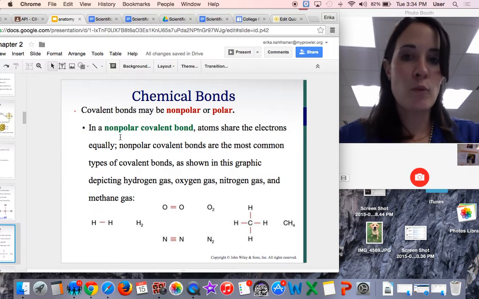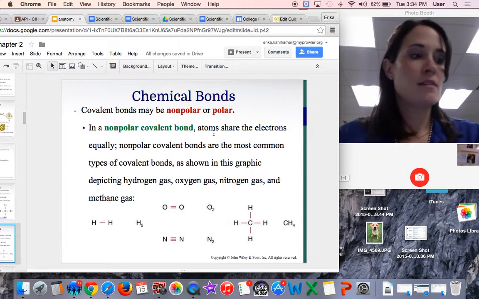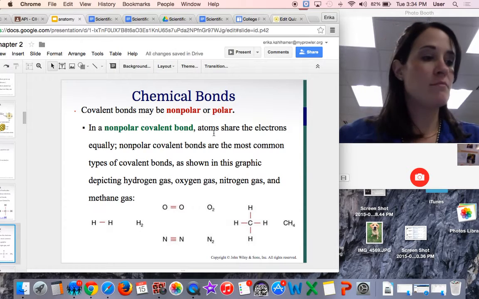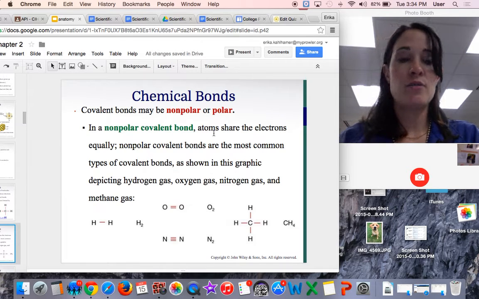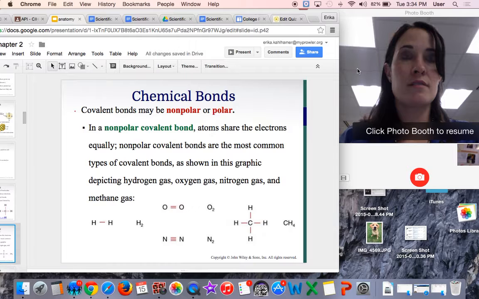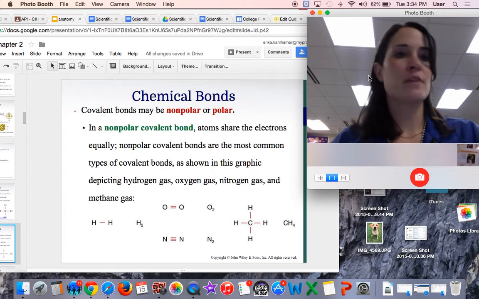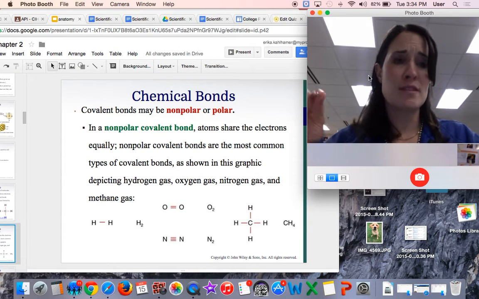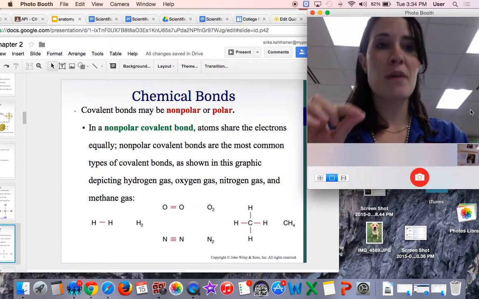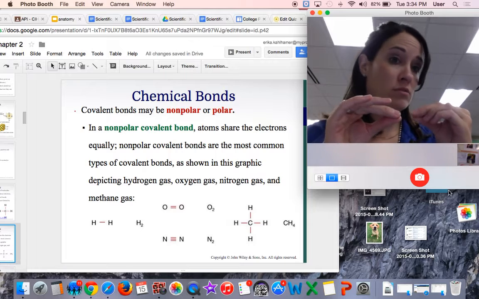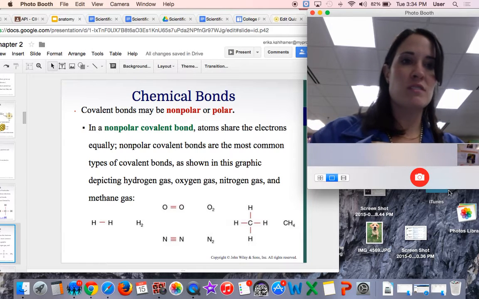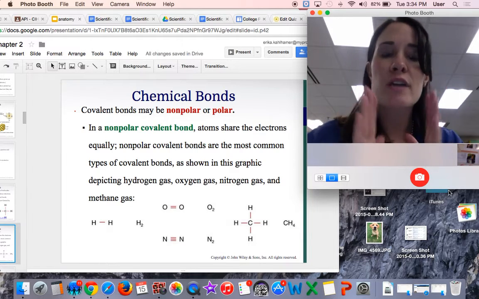A nonpolar covalent bond, they share the electrons equally, okay? It's like if you're splitting a spaghetti noodle with somebody, like in Lady and the Tramp, that movie, you both get the same amount of spaghetti noodle, okay? One person doesn't eat 3/4 of it and somebody gets a fourth. You share equally.